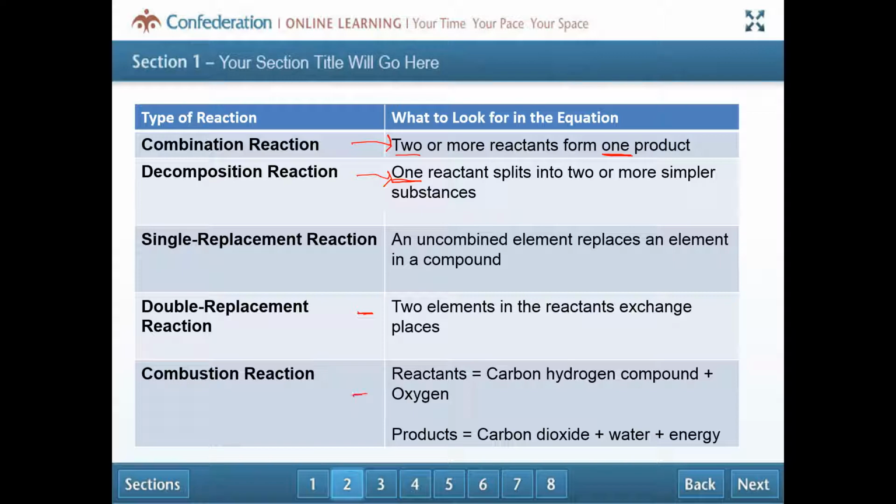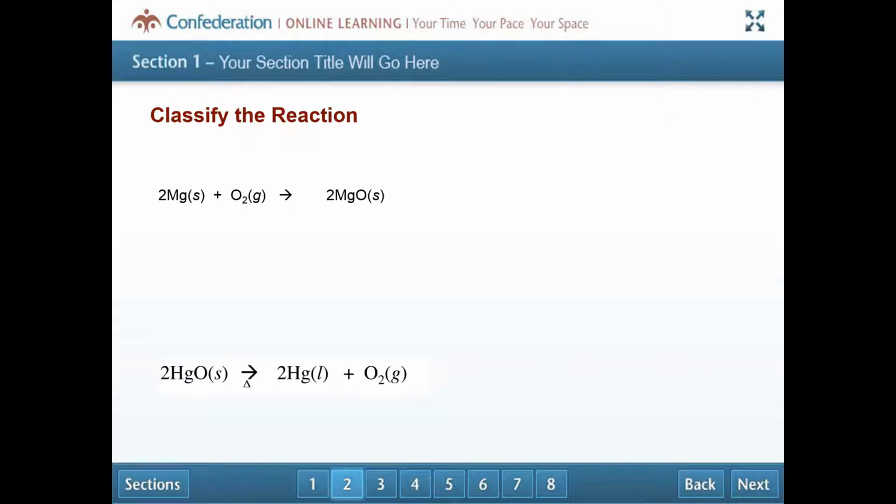And then with a combustion reaction, the reactants are always going to be some type of hydrocarbon compound like propane or some alkane, plus oxygen. And then you're always going to produce carbon dioxide, water, and then energy. And remember, energy doesn't always show up in the chemical equation. Okay, so keep these things in mind, and we'll practice classifying some reactions.